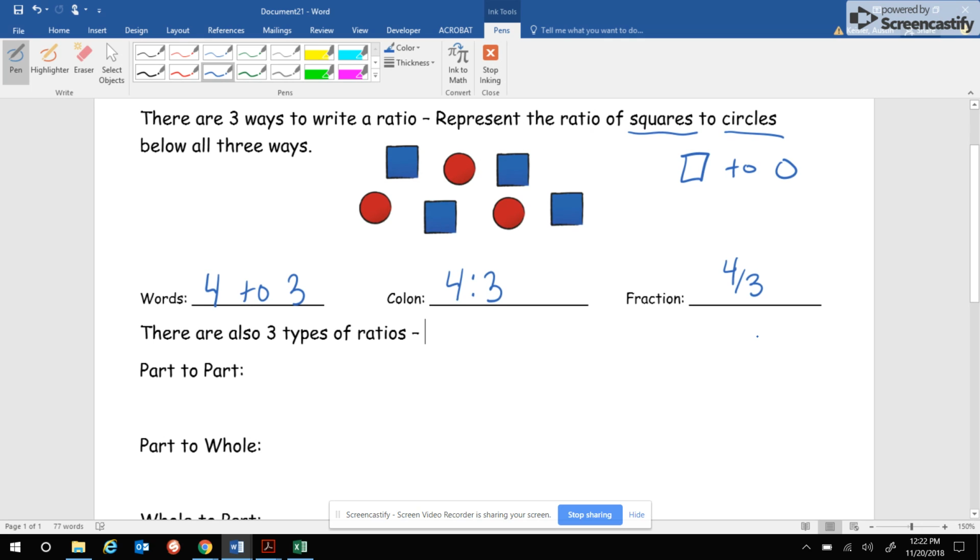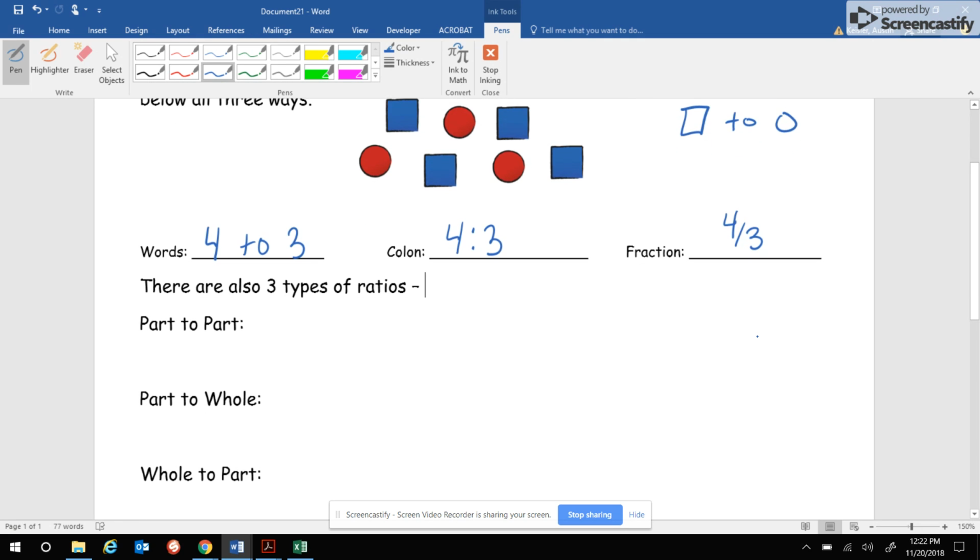There's also 3 types of ratios. What we just looked at was a part to part. We're comparing 2 different parts. We're not looking at any totals yet. So an example of that would be squares to circles, or they could have asked us circles to squares. Either one would be a part-to-part ratio because I'm comparing 2 different parts.